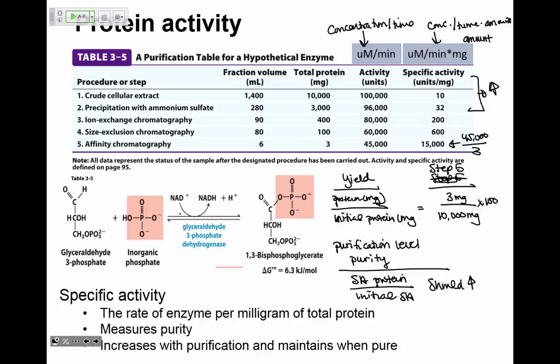If it's not increasing, then you've got a problem, okay? Your yield is going to decrease with each step, so your yield will decrease, your total protein will decrease, your specific activity and your purification level or your purity level will increase. Okay? This is just an example of what you're monitoring.